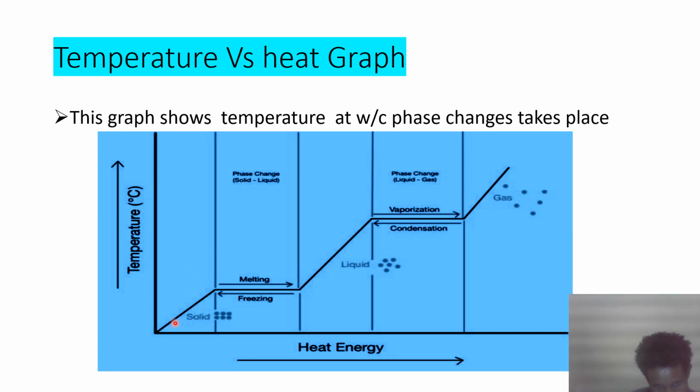So this part is considered as solid. Look, in this picture the molecules are intermolecularly bonded, so this is the solid area. Then this is where the phase change takes place, from solid to liquid. If a solid changes to liquid, it is called melting, and in the reverse, if liquid changes to solid, it is called freezing.